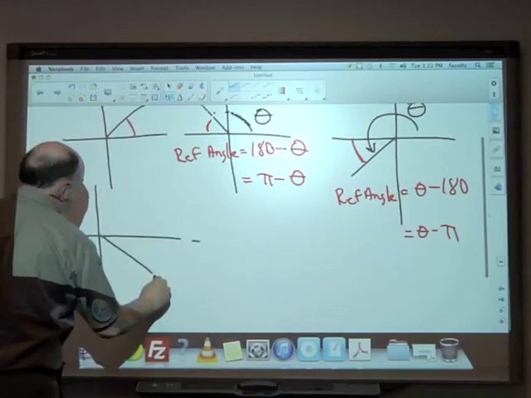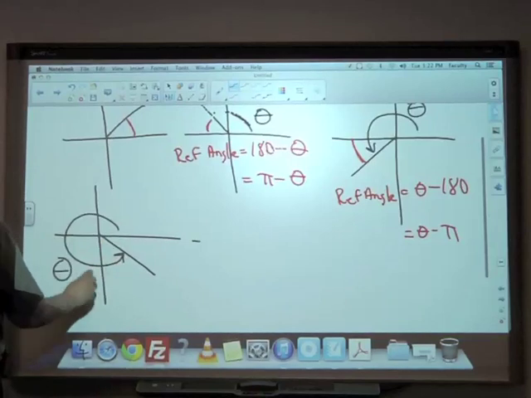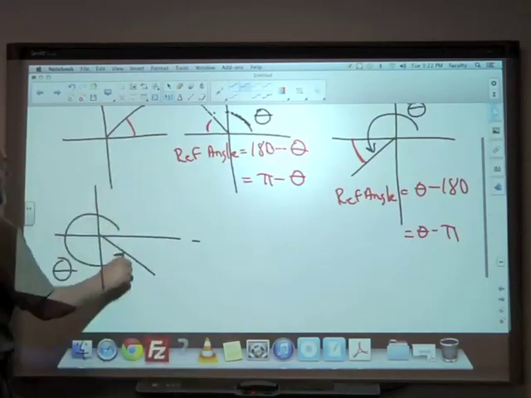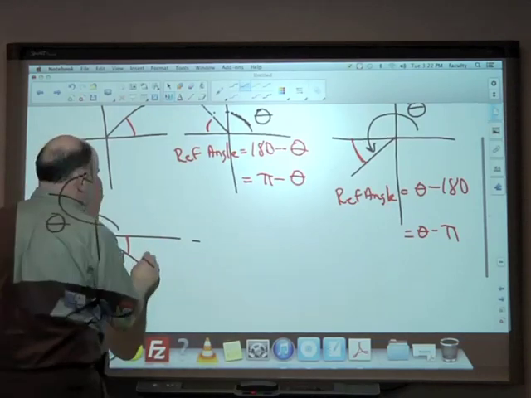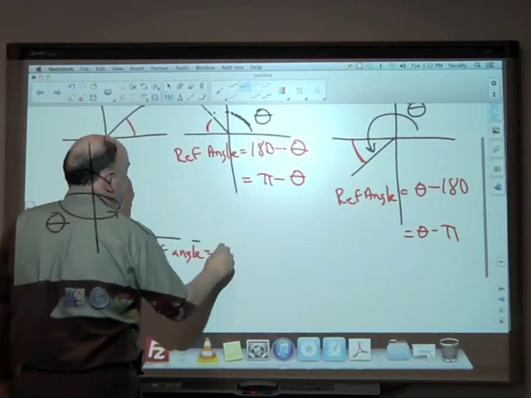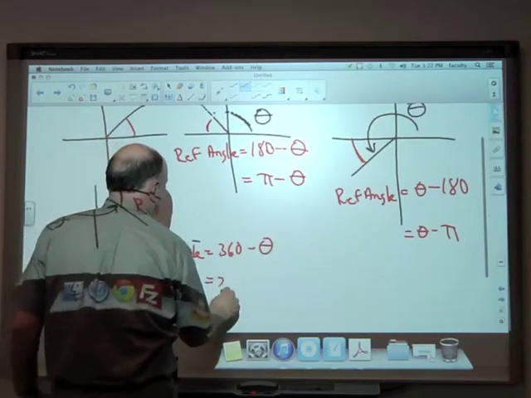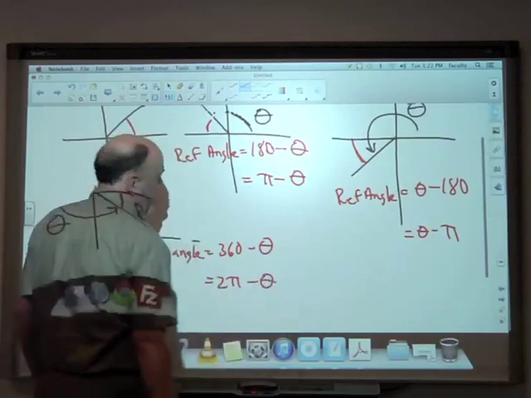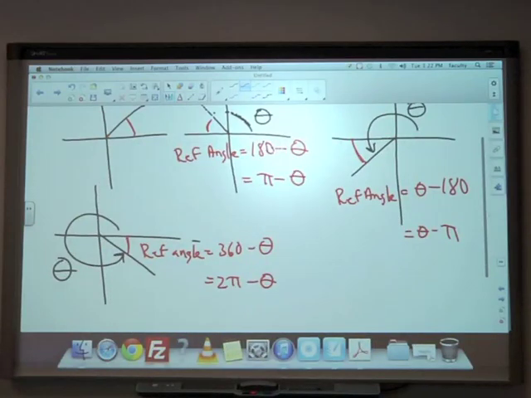So now my angle's over here. This is theta. My reference angle is now going to be this measurement, which is there: 360 minus theta, or it'll be 2 pi, depending on where they gave you theta in. Okay? So the reference angle is always to the x-axis.